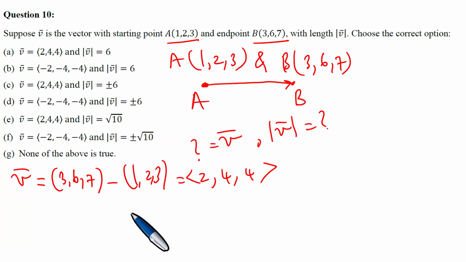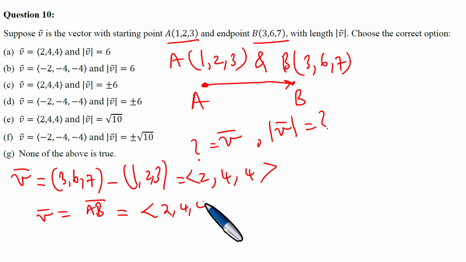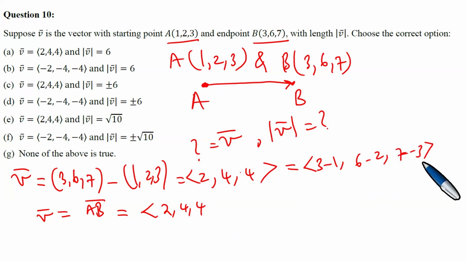So now it is 2, 4, 4, and this tells us that the vector V is the vector from A to B, and the vector from A to B is 2, 4, 4. These can also be seen as a vector with components 3 minus 1, 6 minus 2, and 7 minus 3. We have 3 minus 1, which is 2, 6 minus 2, which is 4, and 7 minus 3, which is 4.